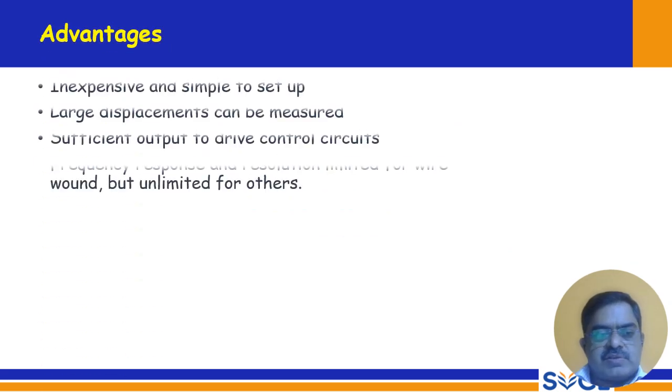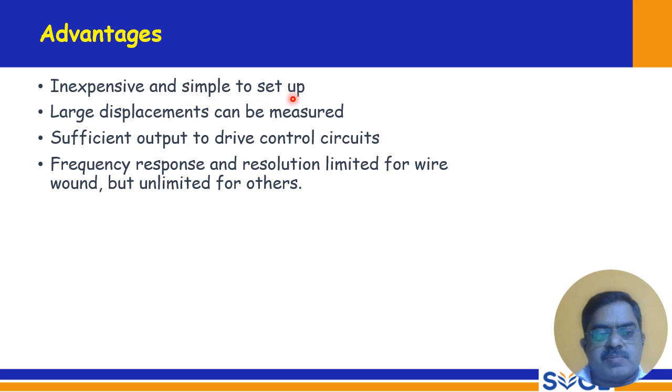So advantages: inexpensive and simple to set up. Large displacements can be measured. Sufficient output to drive control circuits. Frequency response and resolution are limited for wire wound but unlimited for others. So only for wire wound are frequency response and resolution limited, but unlimited for other forms of potentiometers.